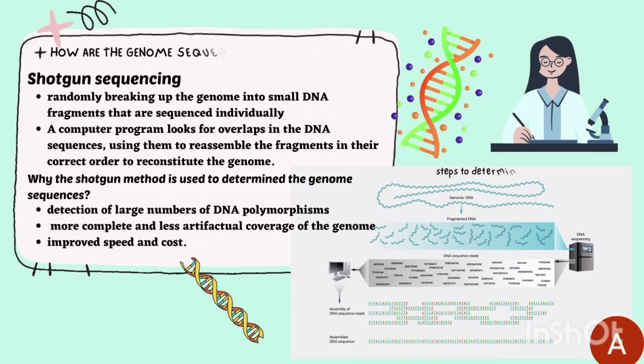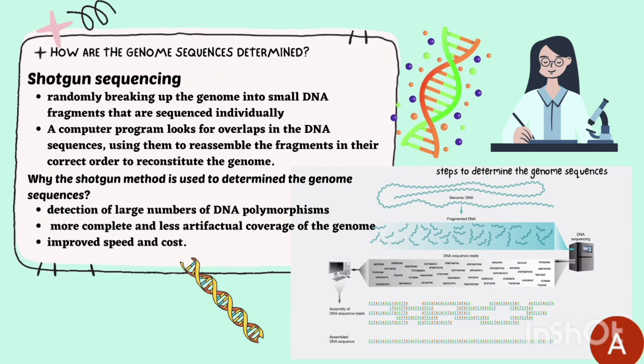How is the genome sequence determined? The genome sequence is determined by shotgun sequencing. Shotgun sequencing is randomly breaking up the genome into small DNA fragments that are sequenced individually. And then a computer program looks for overlaps in the DNA sequences, using them to reassemble the fragments in the correct order to reconstitute the genome.